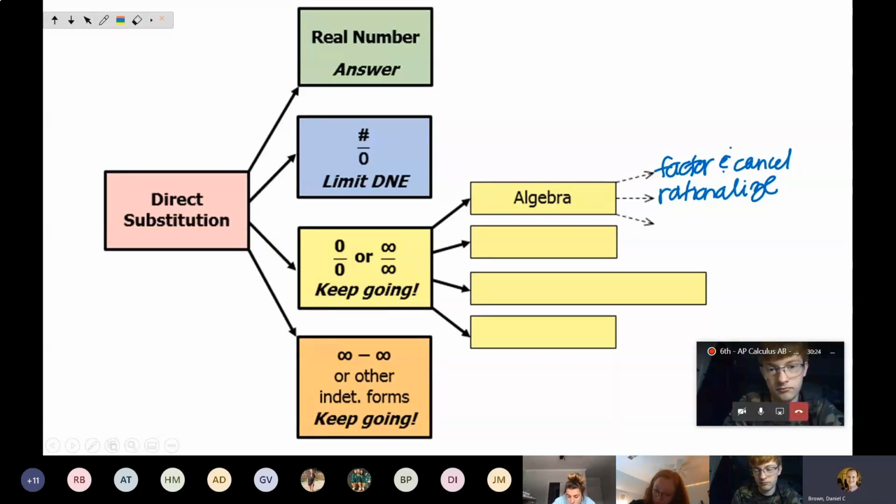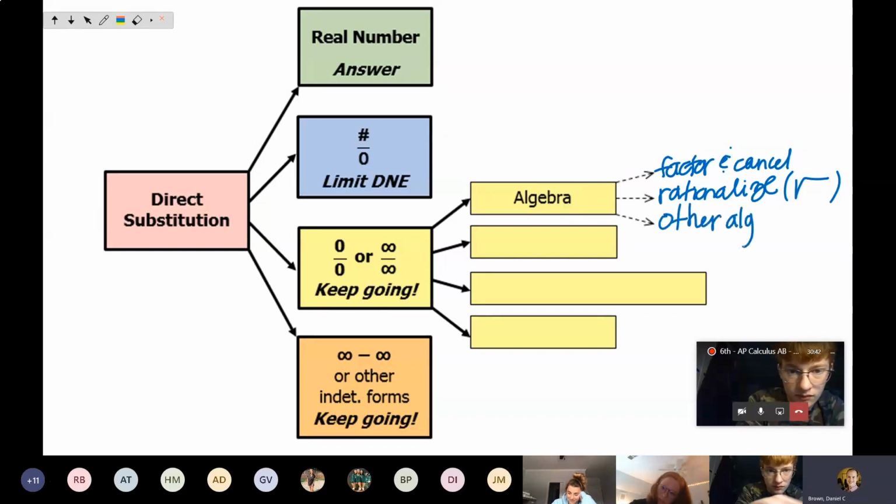And we will tend to rationalize if you see a square root in the problem. Or it could be a cube root or fifth root. But if you see some sort of root, I would definitely rationalize. And then the third, this is going to be the one you're annoyed with, because I'm just going to leave it vague: any other algebra you can do.